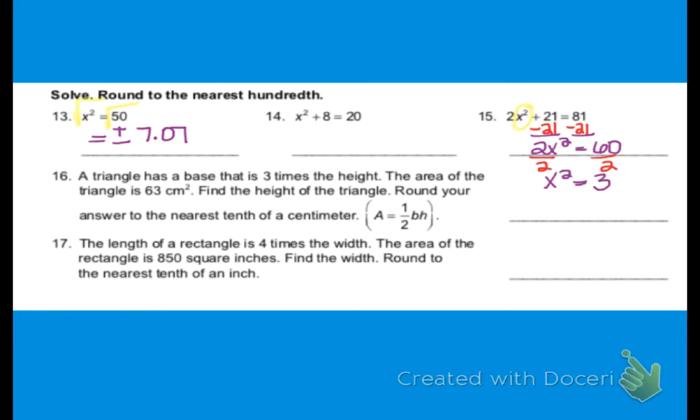And then on the right hand side I'm going to get 30, and since I recognize that 30 is not a perfect square, this time when I take the square root, I'm going to go to my calculator and approximate it to the nearest hundredth. I know there's going to be a positive and a negative solution, and my calculator says it's about 5.477225575, rounded to the nearest hundredth would be 5.48. So plus or minus 5.48.